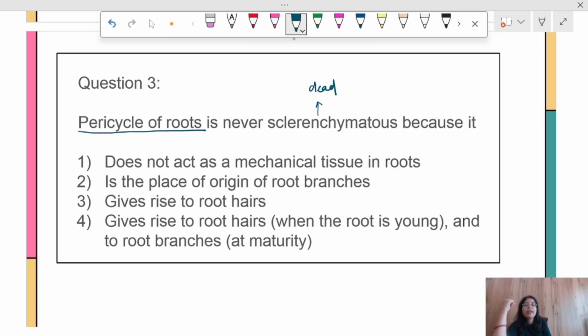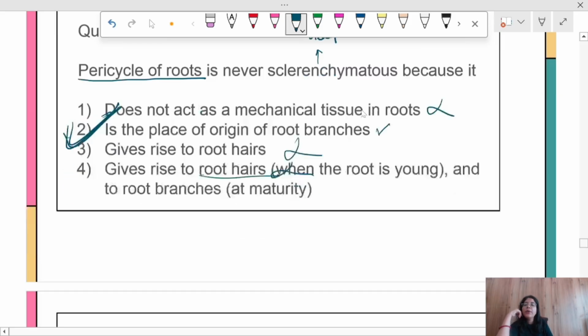They do not act as mechanical tissue because it is the place of origin of root branches. Does it give rise to root hairs? No. So the second option is the answer, right?